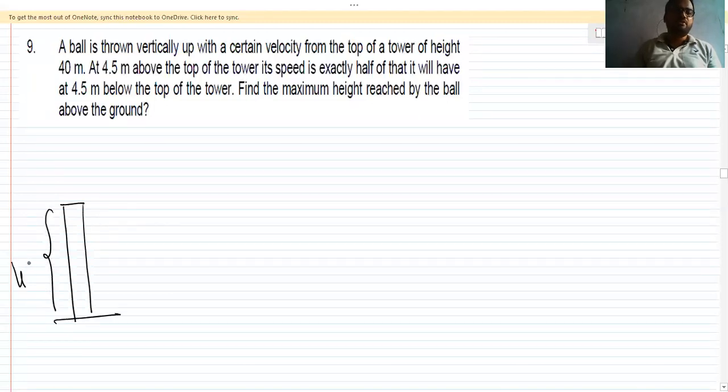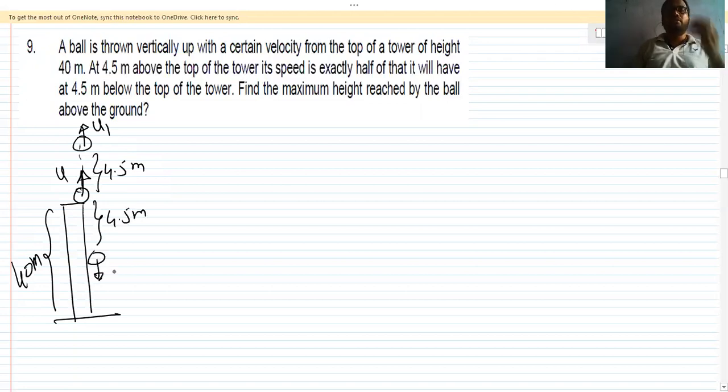So this is 40 meter given. From it, the ball is thrown with velocity u. It has the velocity at this point supposed to be u1 at a height of 4.5 meter. And at the bottom at 4.5 meter, its velocity will become exactly 2 times u1. Why? Because it is saying above the top of the tower, its speed is exactly half, right?